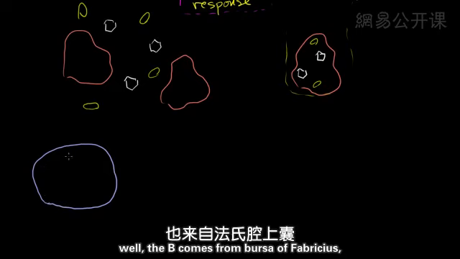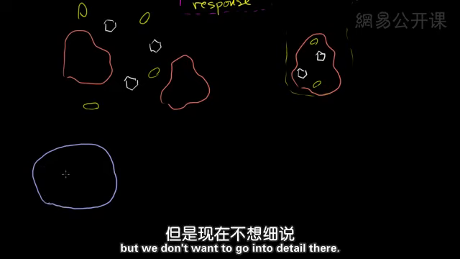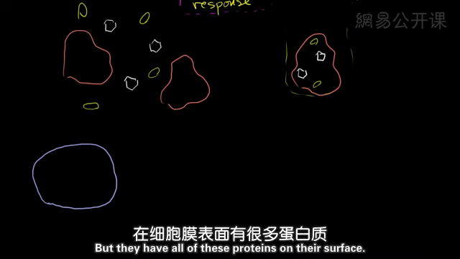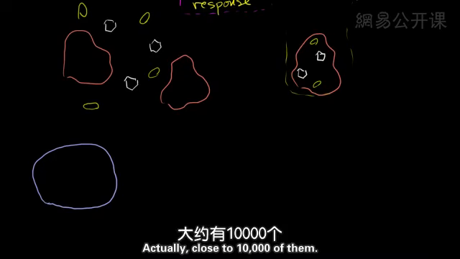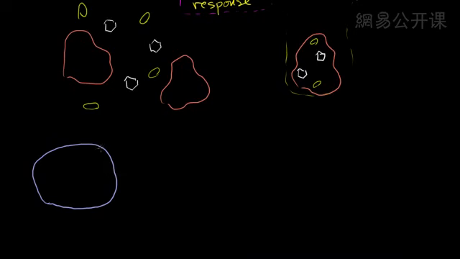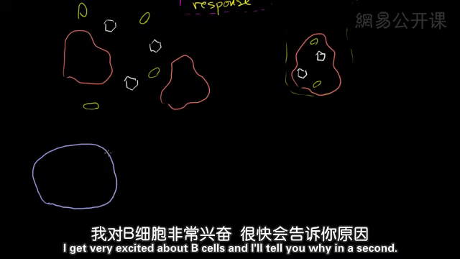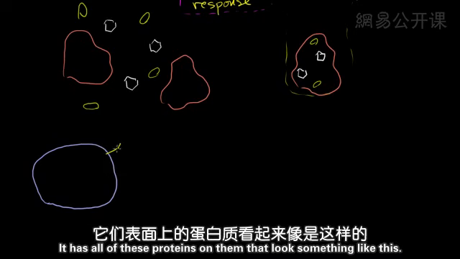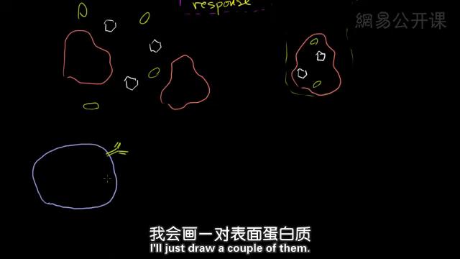And that's where the B comes from, bursa of Fabricius, but we don't want to go into detail there. They have all of these proteins on their surface, actually close to 10,000 of them. I get very excited about B cells, and I'll tell you why in a second. So it has all of these proteins on it that look something like this. I'll just draw a couple of them.